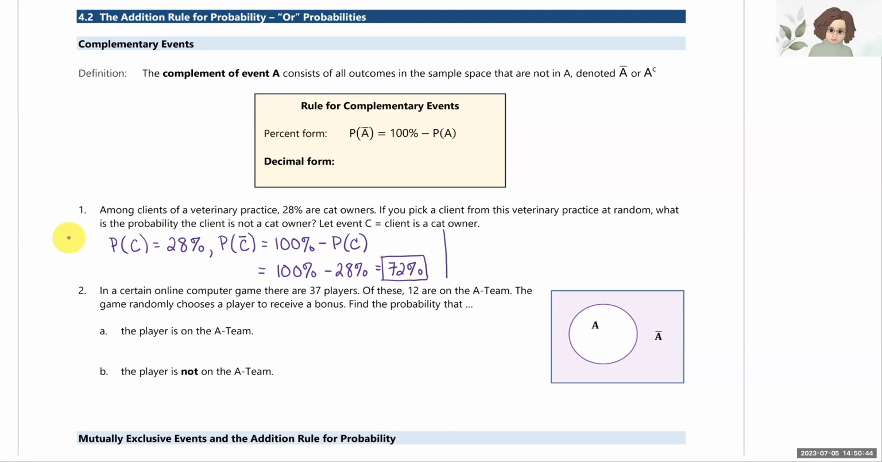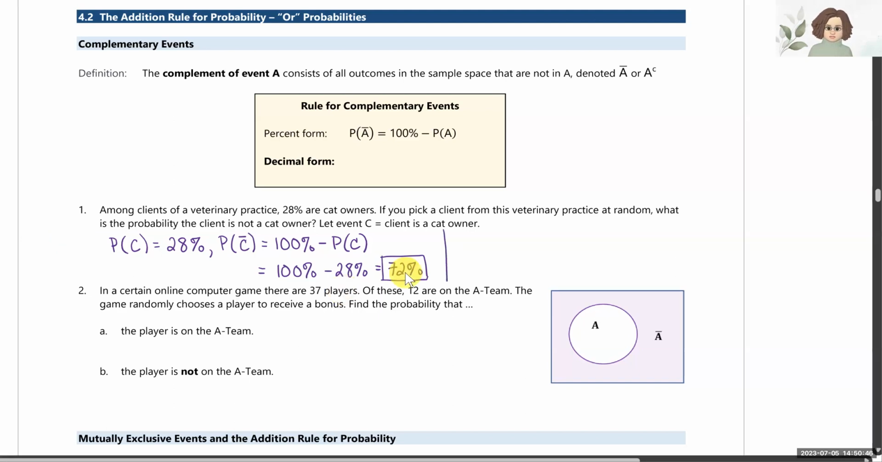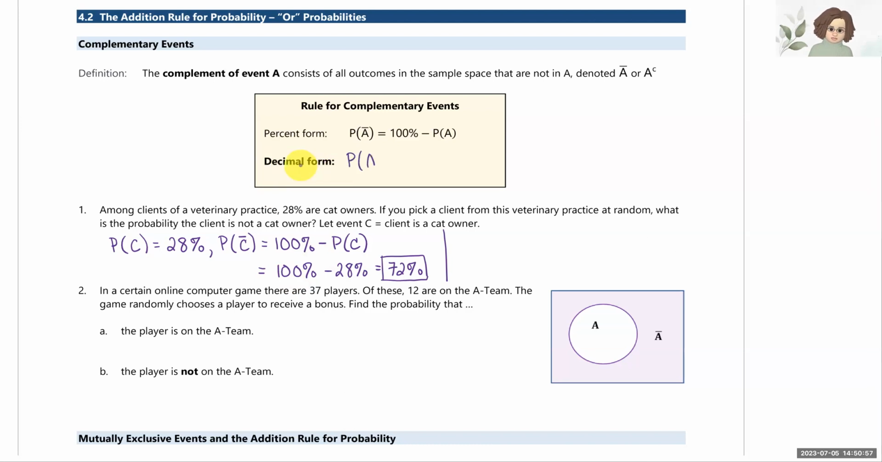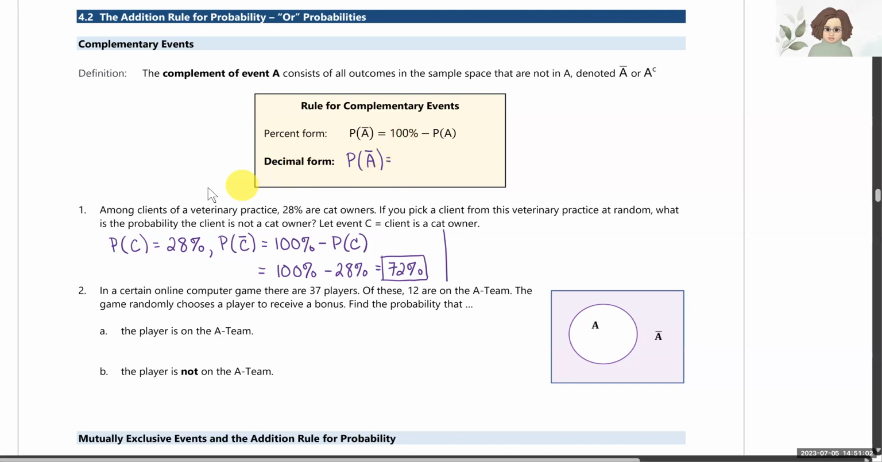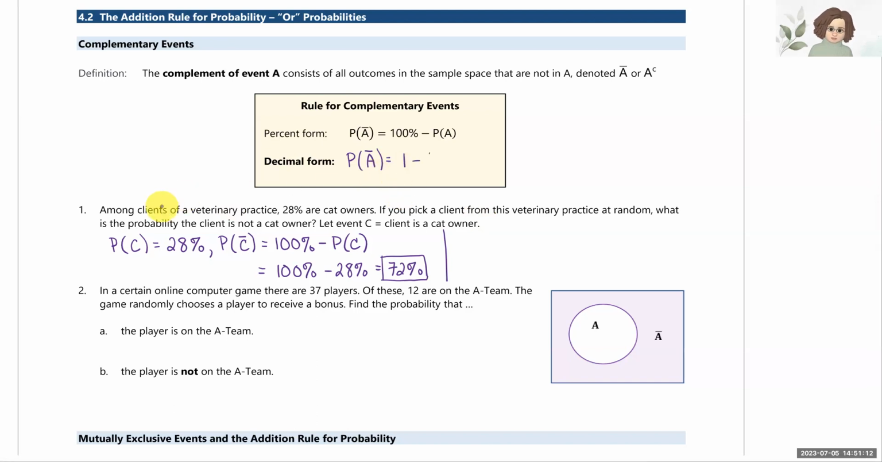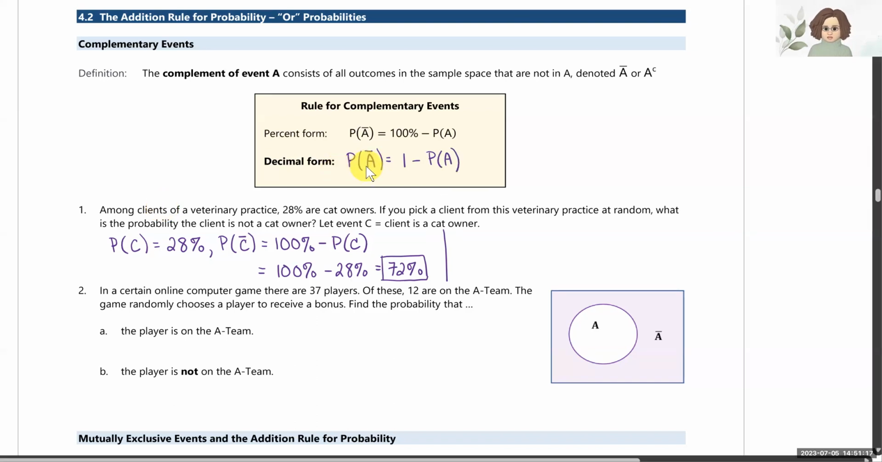All right, but typically we will not be working in percent when we do math operations like this. So let's talk about the decimal form. So probability that an event A does not occur. So instead of 100% to represent all the clients as a decimal, that is equal to 1. So one whole group of clients. And then if I subtract the probability they're a cat owner, I'll get the ones that are not. So the probability of not an event is 1 minus the probability of that event.